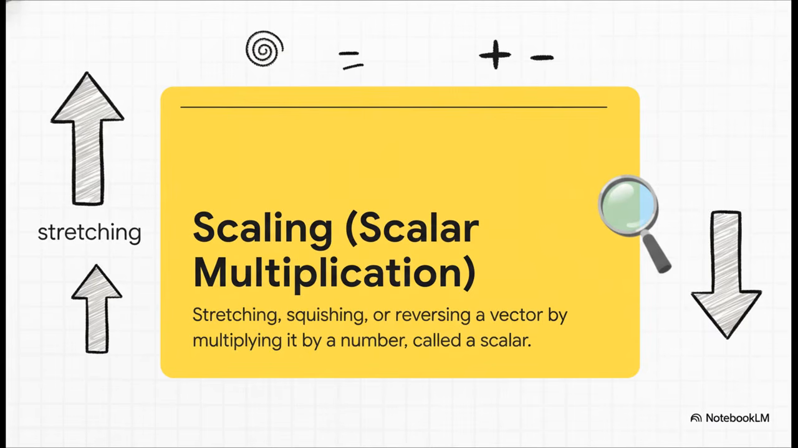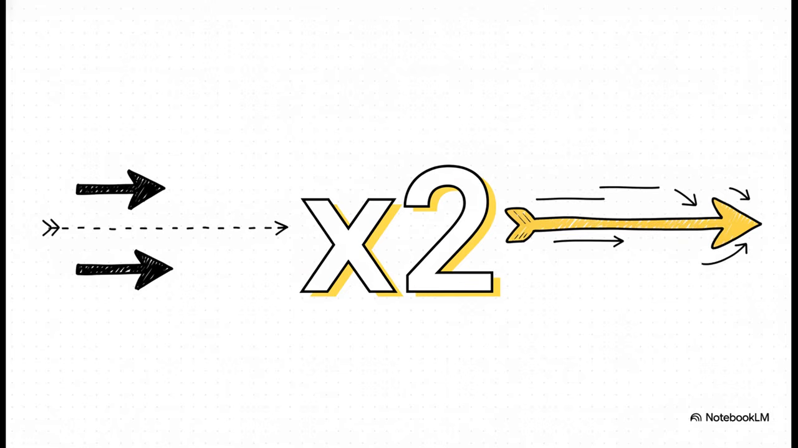The other fundamental operation is scaling. This is just what happens when you multiply a vector by a regular old number. We call that number a scalar, and its only job is to stretch, squish, or sometimes even reverse the direction of the vector. Let's make this real. If we take a vector and multiply it by the scalar 2, we're just stretching it out so it becomes twice as long. But it keeps pointing in the exact same direction.